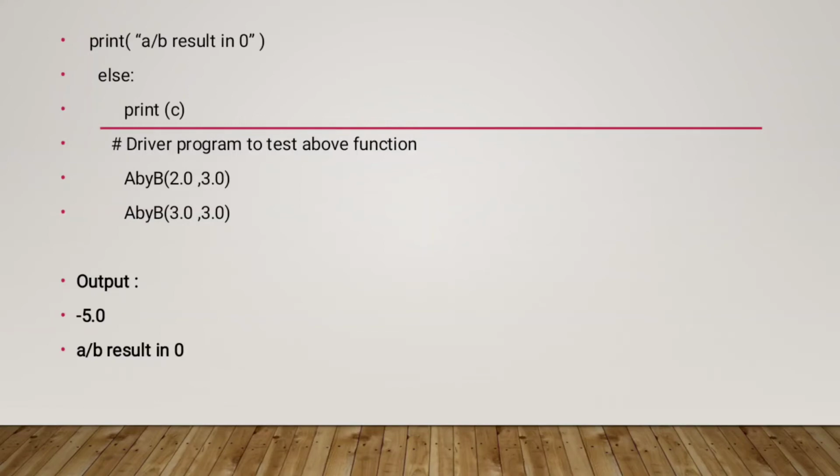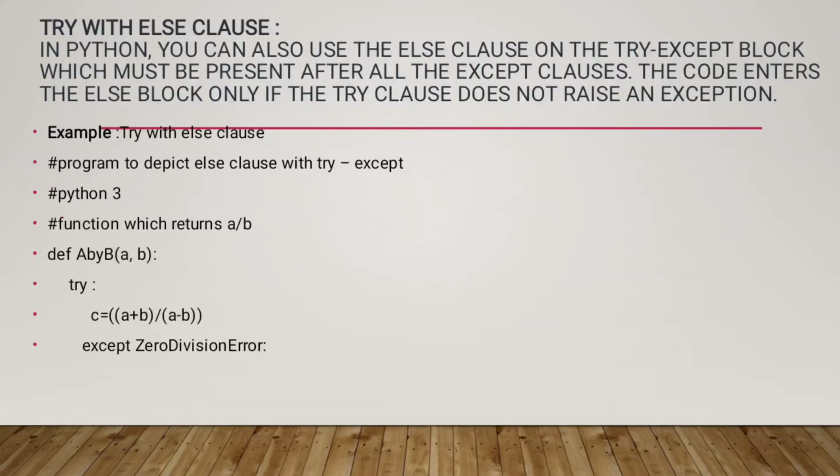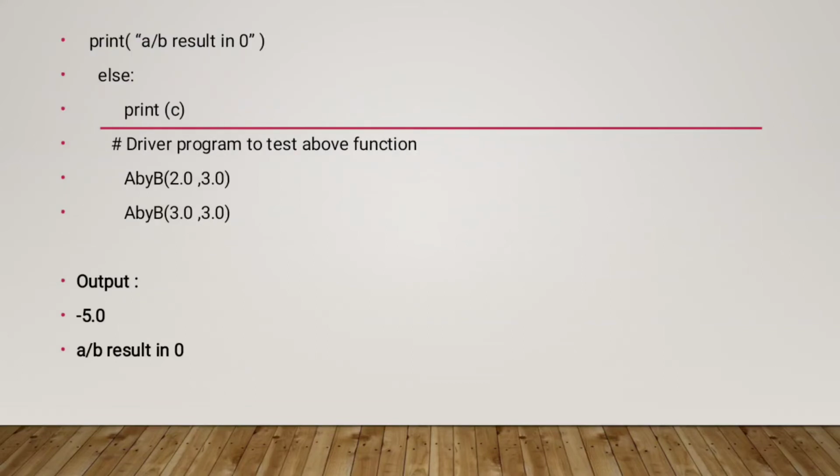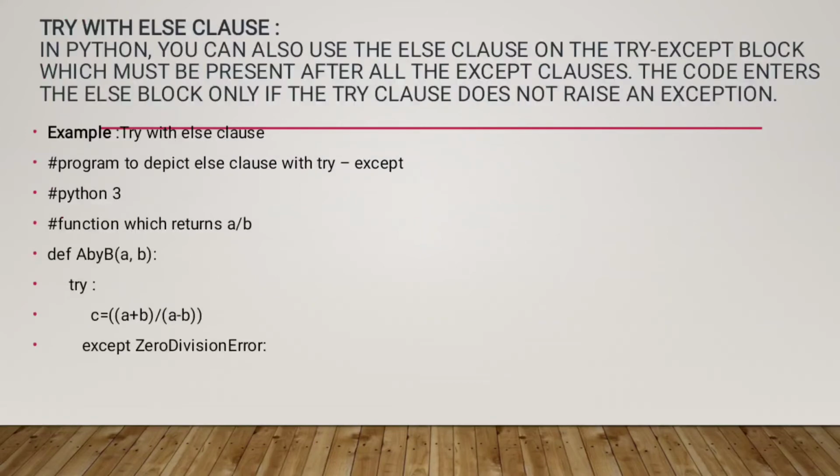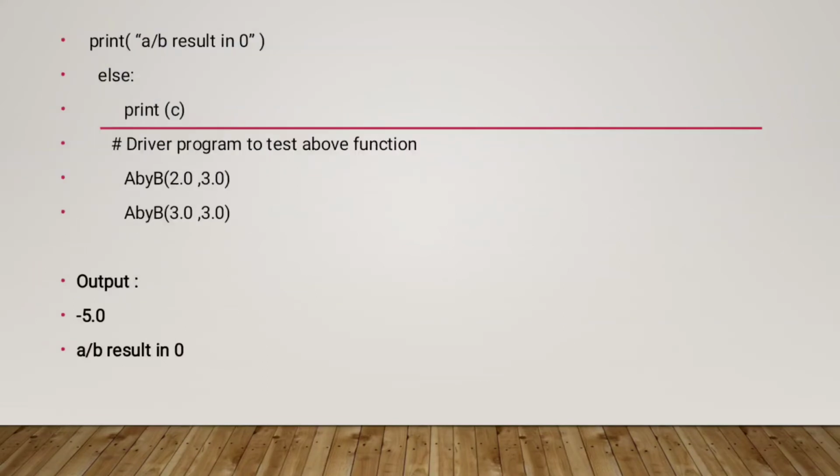We said we want to print a/b result in 0. In the except statement, if that is possible, print a/b result in 0. If not, in the else statement print c. So that is possible. So the output will be minus 5.0, a/b result in 0. This is the output, input and code program for the try with else clause.